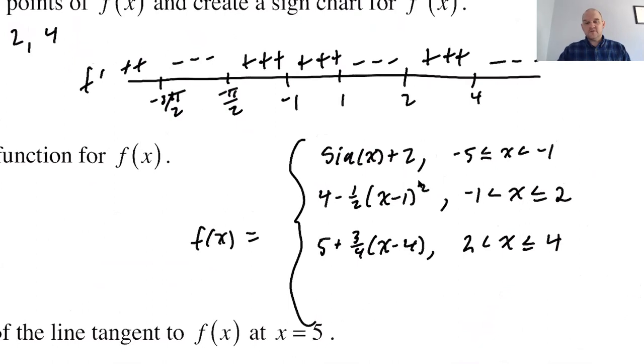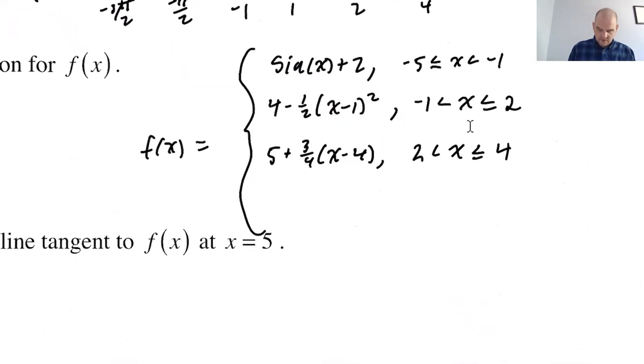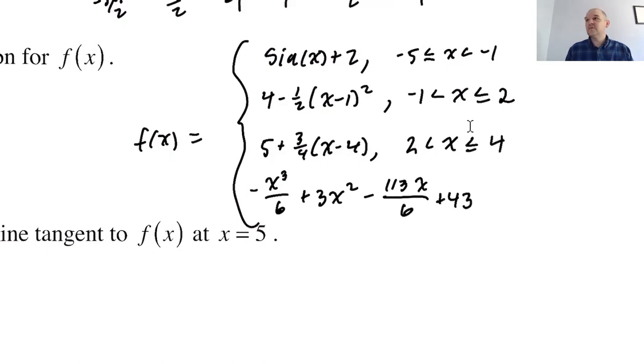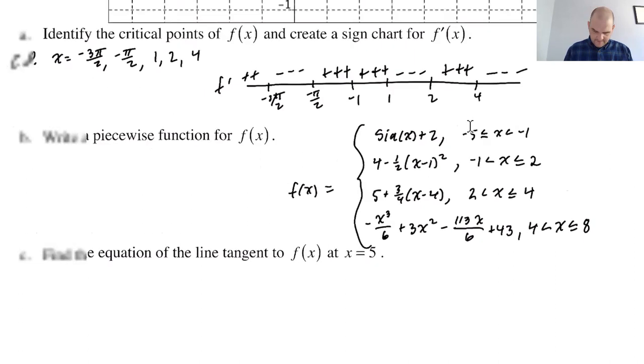We already did the work for this, so I'm going to look back at the calculator. If you didn't do the calculator stuff, go back and do it, rewind the video. I'm just going to steal the answer that I got here because I don't want to do it again. So let me write this down. I'm looking at my calculator screen: negative x cubed over 6 plus 3x squared minus 113x over 6 and then plus 43. That's weird. I wonder where I came up with that. I feel like it was probably just a mistake, and it's stuck. And that's from there to there. Okay, that's it.